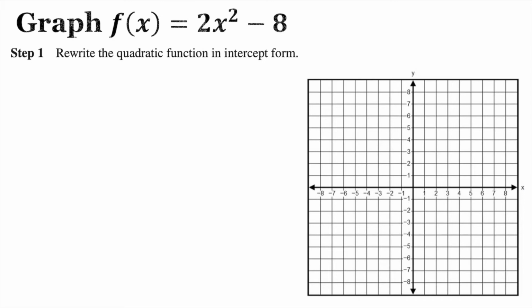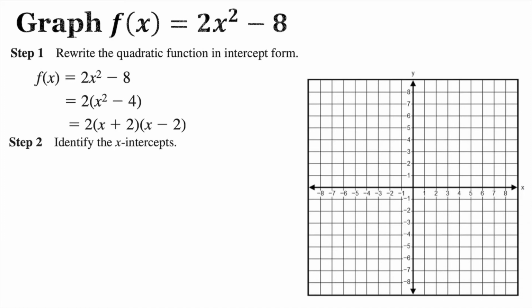Here, I have the function f of x is equal to 2x squared minus 8. And I need to rewrite it in the quadratic function in intercept form first, because I need to know what p and q are. So in order to do that, we have to recall the information that we know about factoring. And so I can factor the greatest common factor, which is 2. And I get 2 times x squared minus 4. And hopefully you notice that this is a difference of squares. And I can factor it once more, as so.